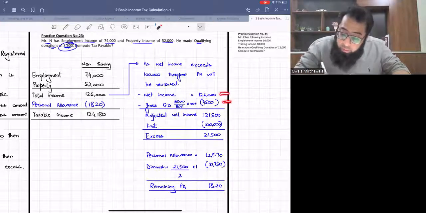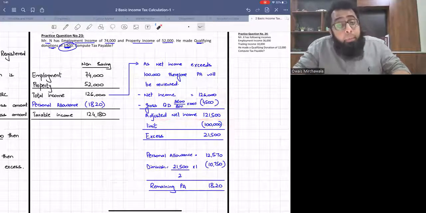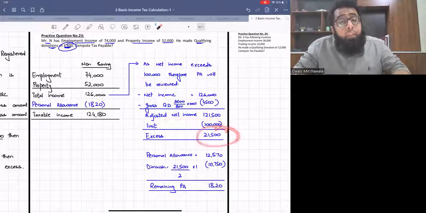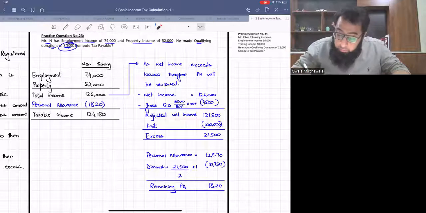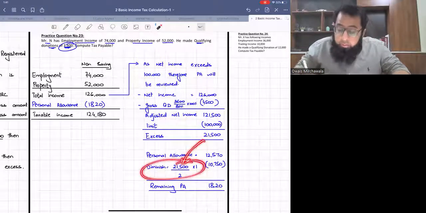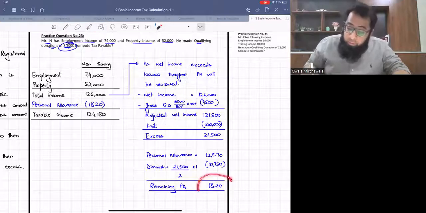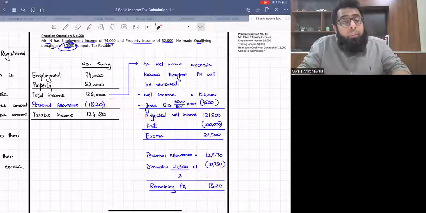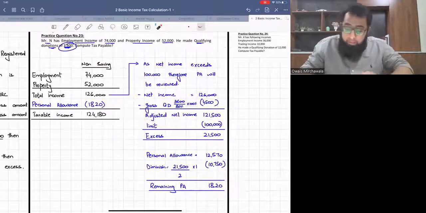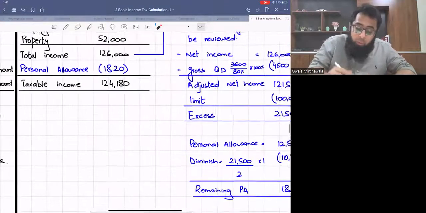Now, this gives you the adjusted net income. It is compared with the limit. This gives you an excess of 21,500. Due to this excess, the personal allowance will diminish by 1 for every 2 excess. This remaining personal allowance will be used to calculate the taxable income. Okay, now you will apply the tax on the income.